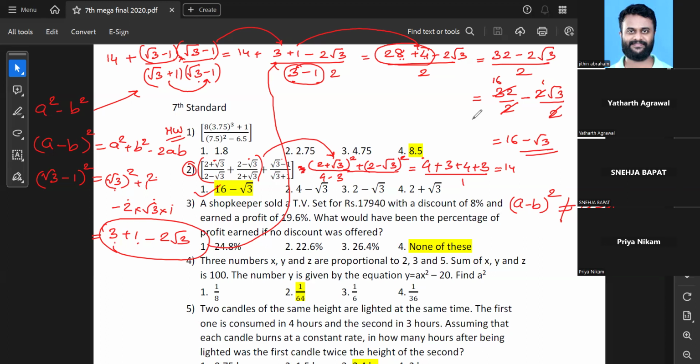Okay, I am erasing this now. Okay, proceeding further.